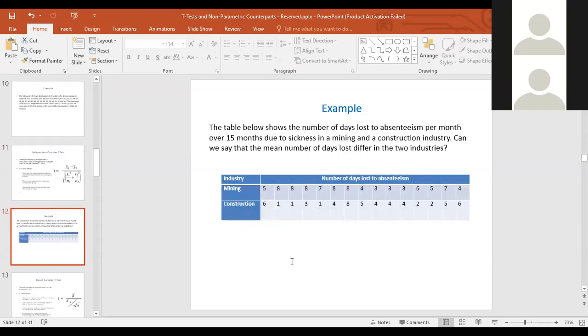Now let's look at this example. The table below shows the number of days lost to absenteeism per month over 15 months due to sickness in the mining and construction industry. Can we say that the mean number of days lost differs in the 2 industries? Sometimes in my training, non-medical people also benefit, so it's not all the time that everything is about medical. So I just give an example which everybody can understand.